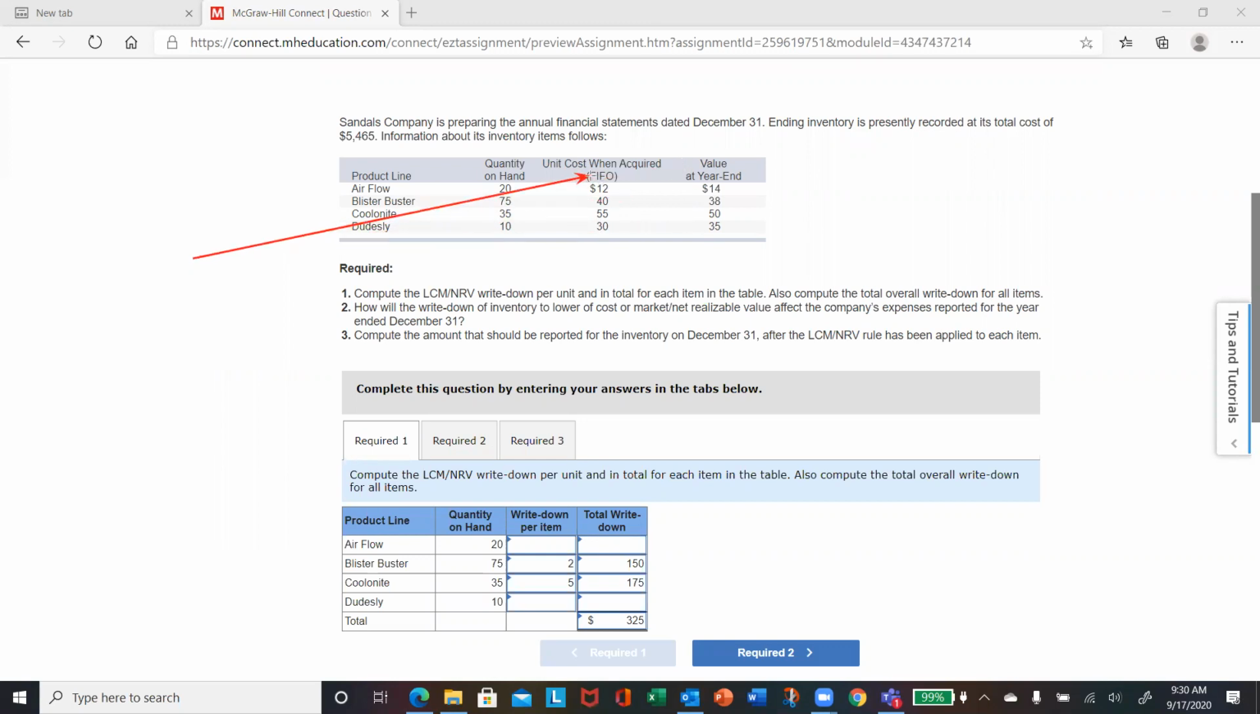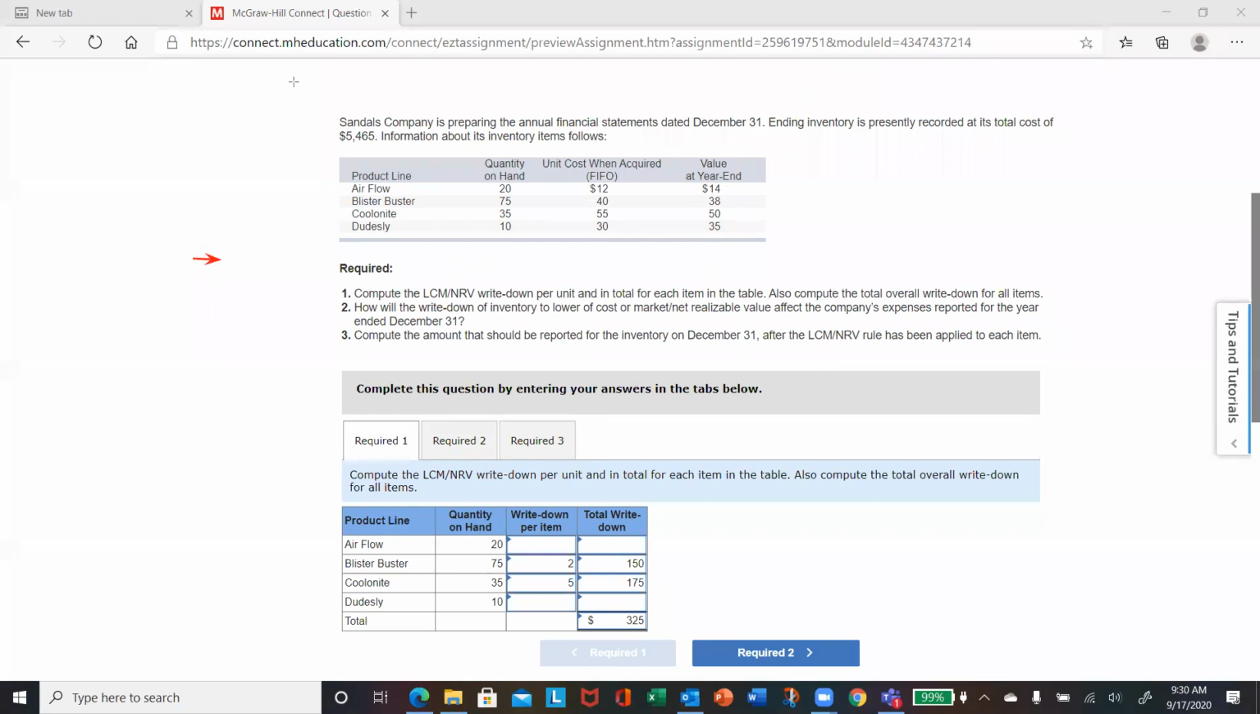So remember, as long as cost is less than market, you don't have to do anything. So for the first one, there's nothing to do. For blister, since the market is lower than cost, we'll have to write that down by $2. Same thing for cool night, that's the market's gone down, so that's $5 write down. And then for Dudsley, nothing because the cost is less than market. So the only adjustments on this one would be these first 2.